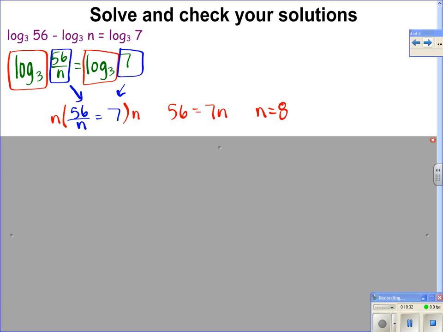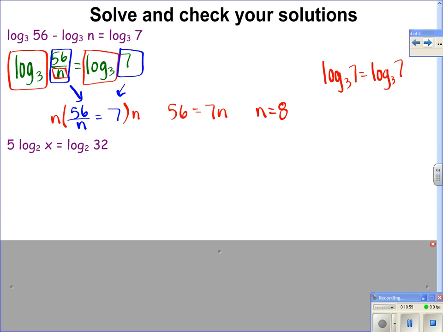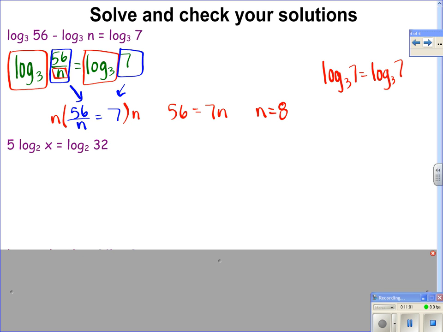Now we do need to check these because they're not always going to end up being true. But if we put this 8 value in for n into our original, we're going to get log base 3 of 7 equals log base 3 of 7. So we're good. Those do have to be equal. Okay, so that would be your answer for that one. n equals 8.